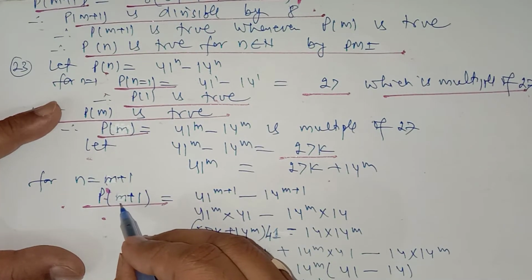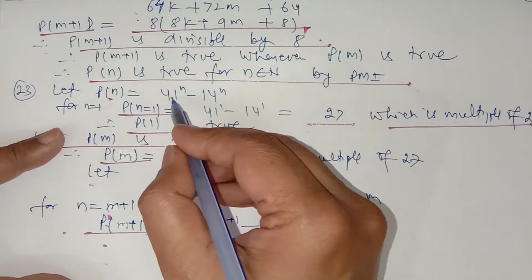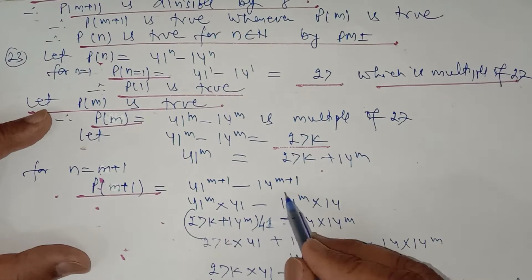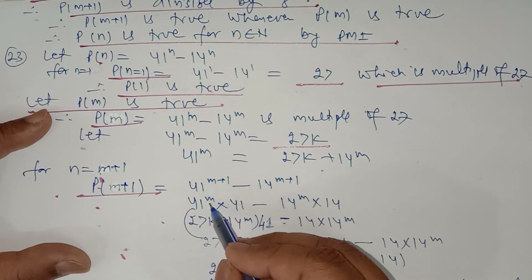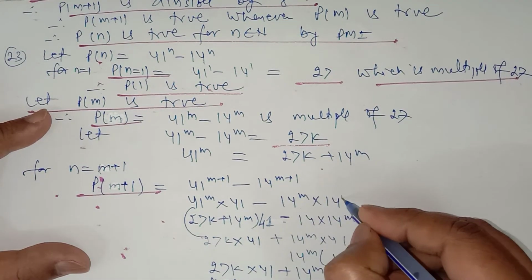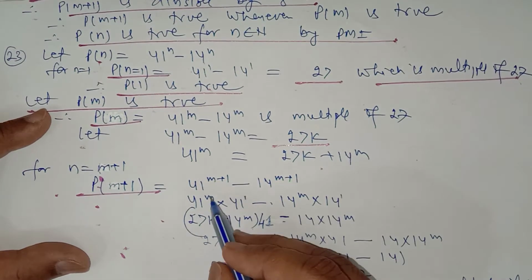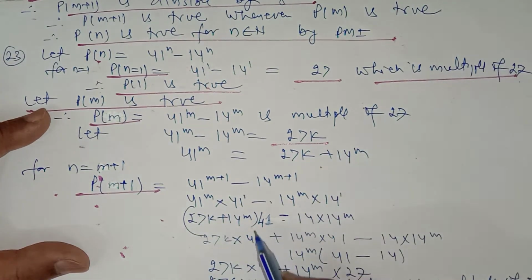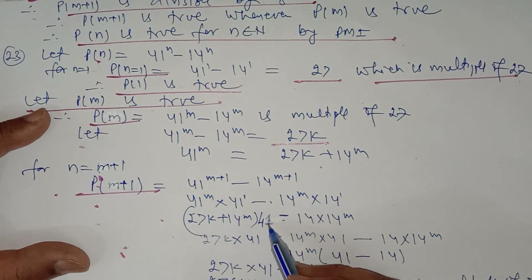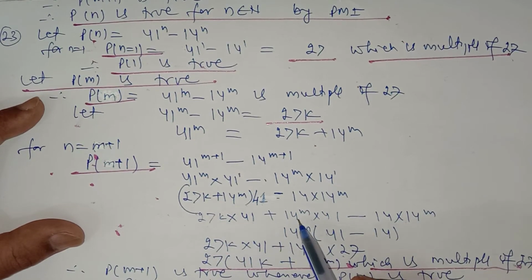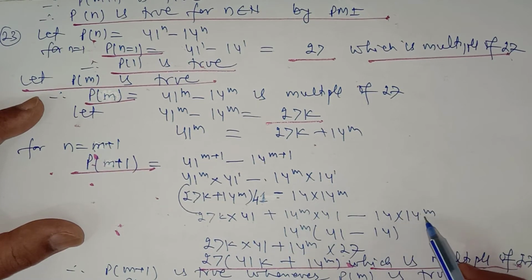So replace the value of n by m plus 1 here, that is 41 raised to power m plus 1 minus 14 raised to power m plus 1. 41 raised to power m into 41 raised to power 1, minus 14 raised to power m into 14 raised to power 1. Now replace the value of 41 raised to power m from here, which is 27k plus 14 raised to power m. This is 41. Open the bracket. This into this plus this into this minus this. Open the bracket.